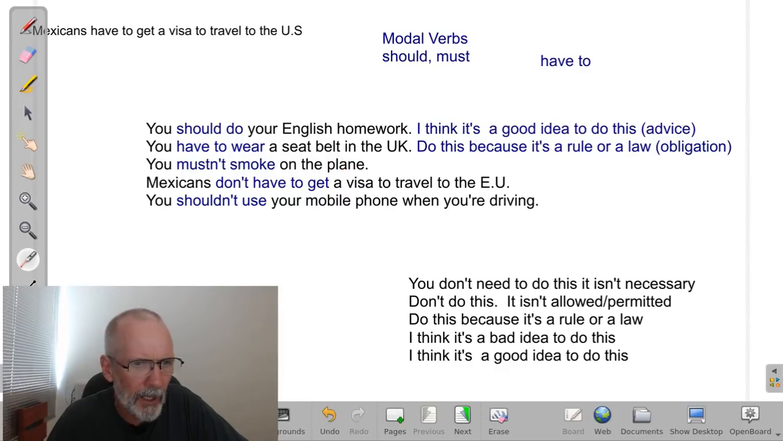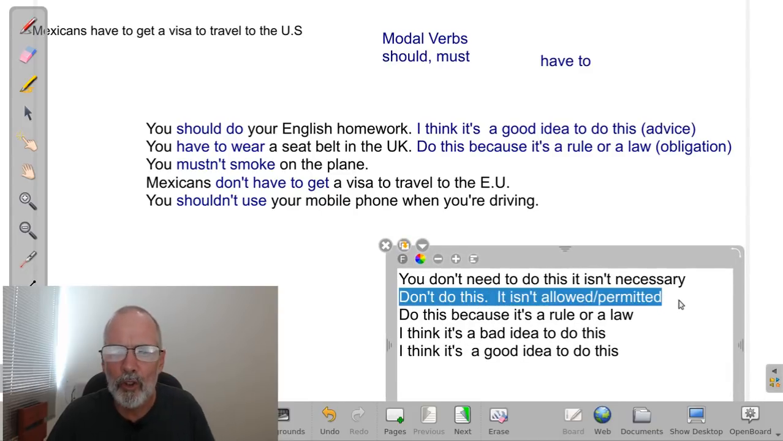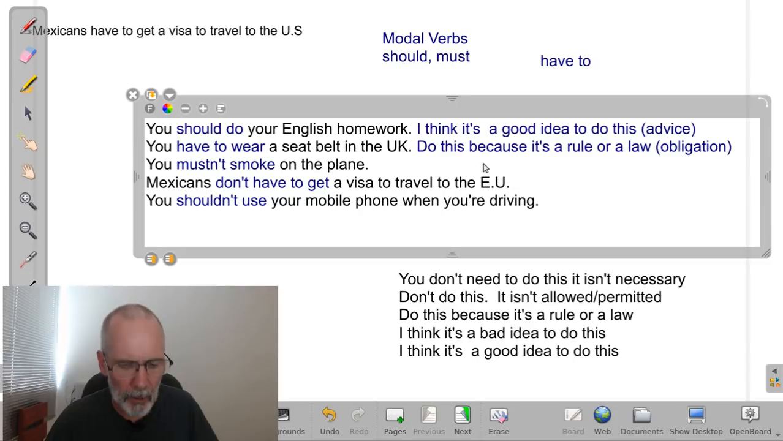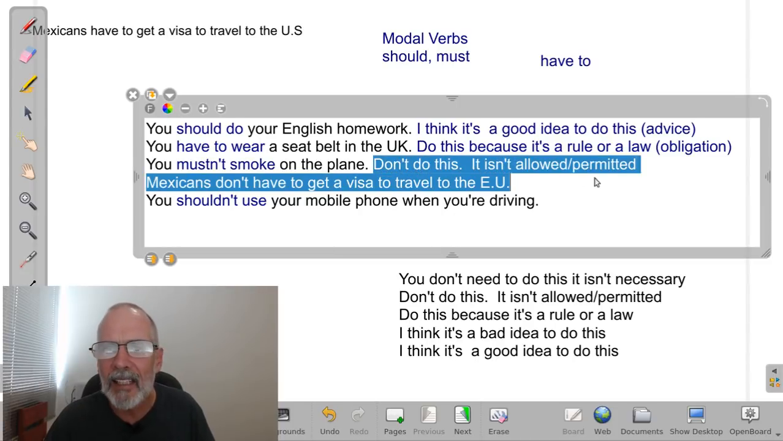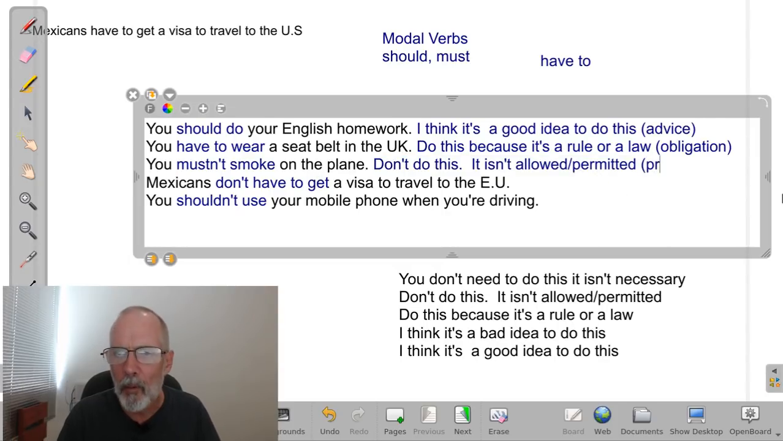The correct answer here is you mustn't smoke on the plane is number 2. Don't do this. It's not allowed. It's not permitted to do this. So we're going to put that one there and we're going to make it blue. It's prohibited to smoke on the plane. When we say you mustn't smoke on the plane, we mean it's prohibited. This is prohibition.